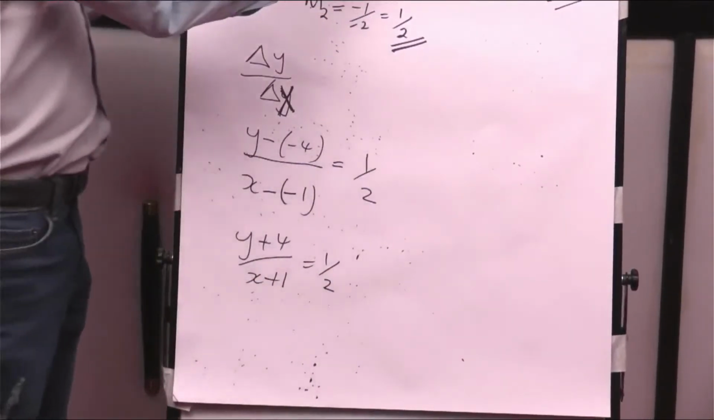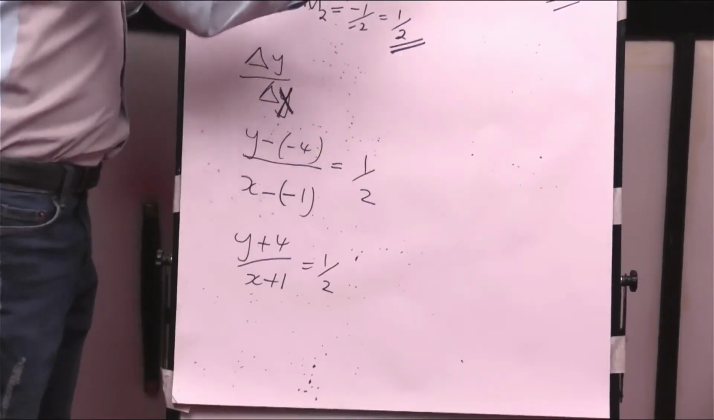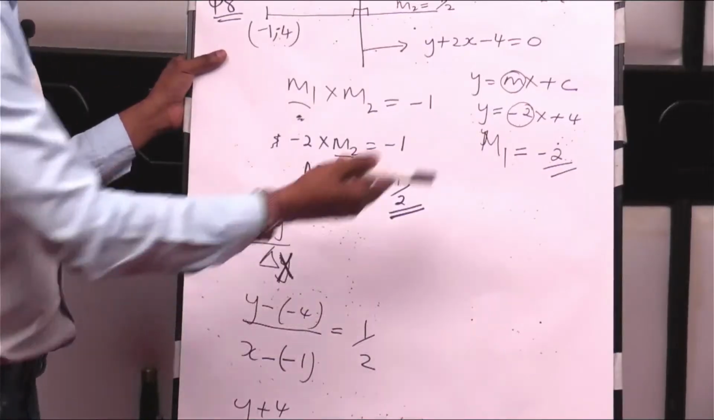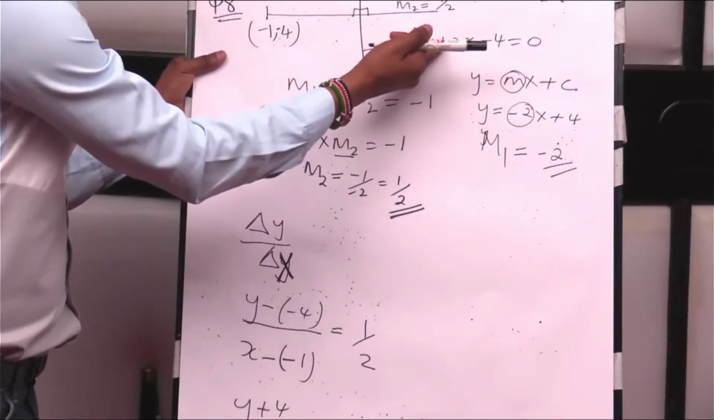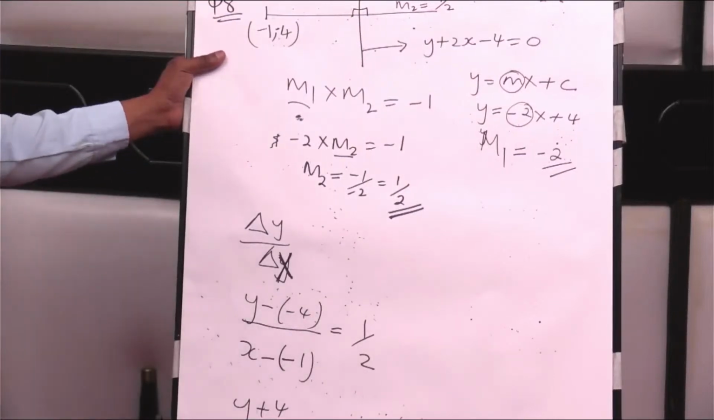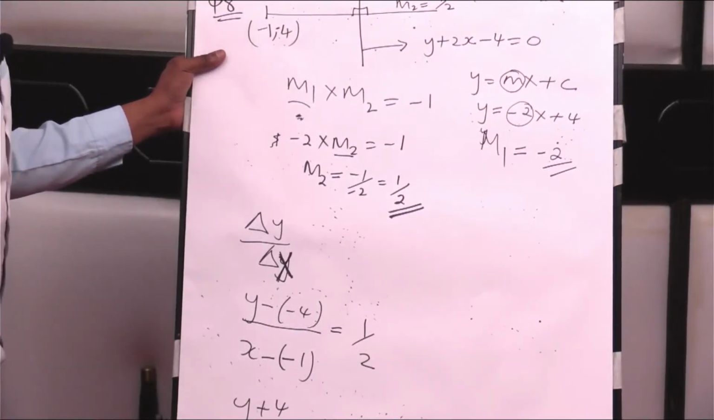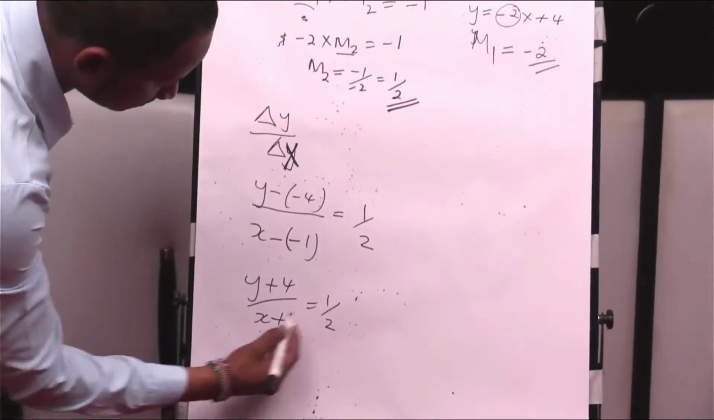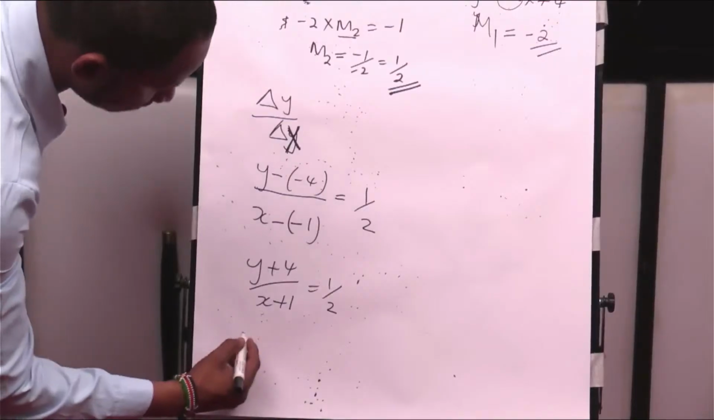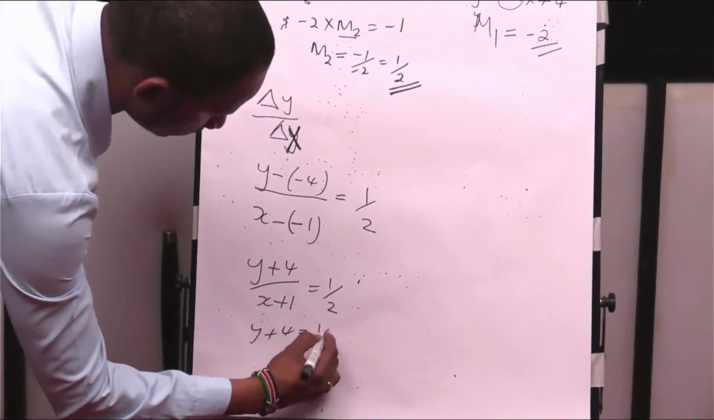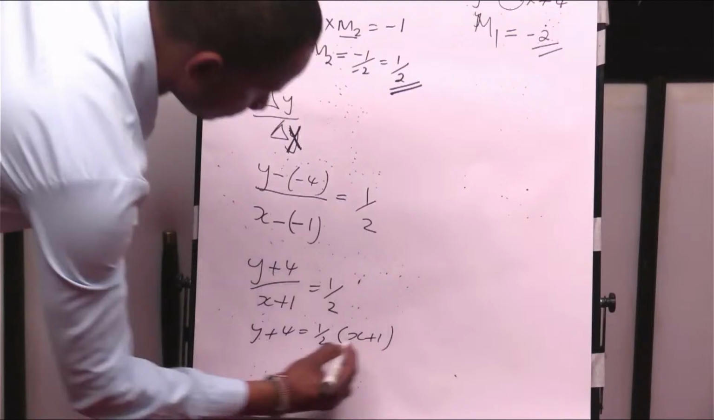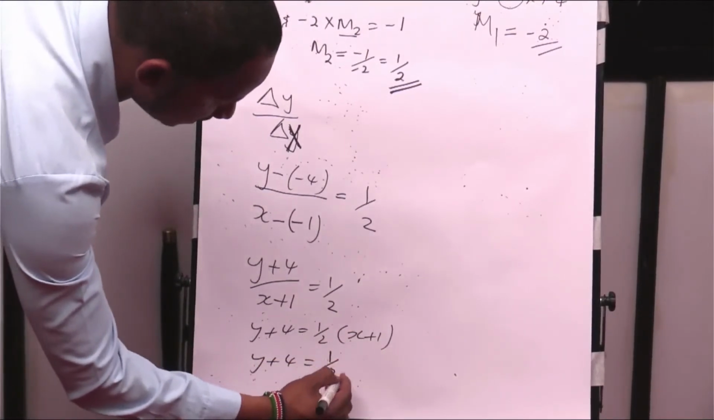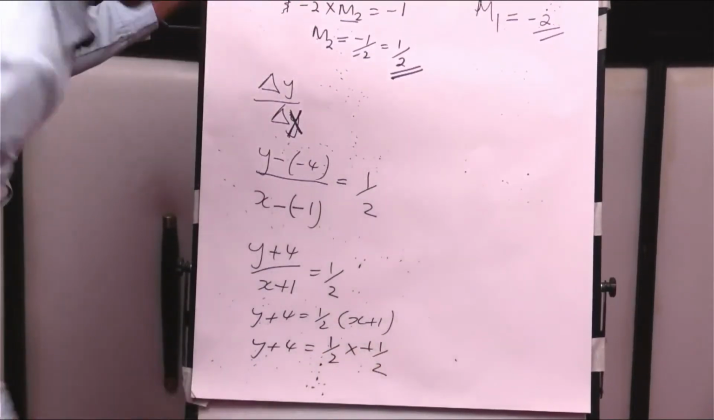But because our equation was given in this form, we will leave our answer in this form because they've not specified. So you can leave it in the form y equals mx plus c, or in the form y plus mx plus a constant c. So cross multiply both sides by x plus 1. So y plus 4 equals a half into x plus 1.